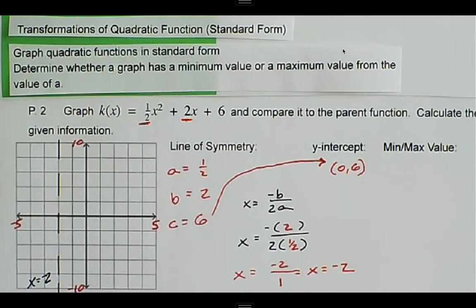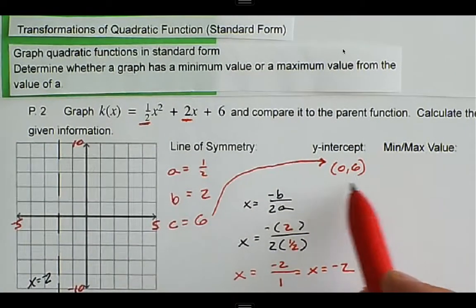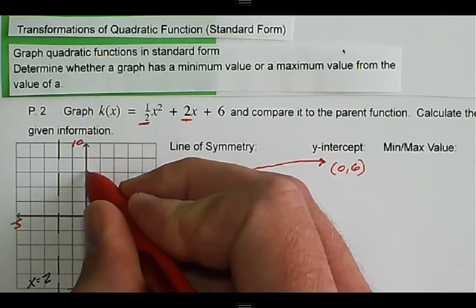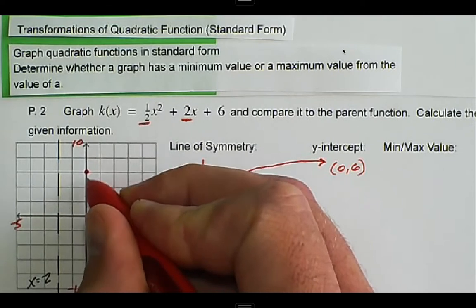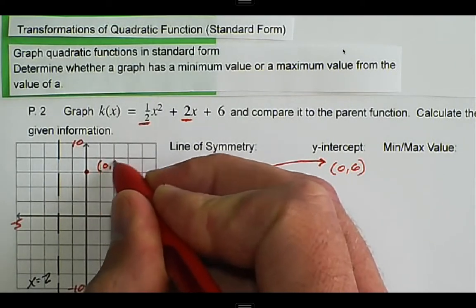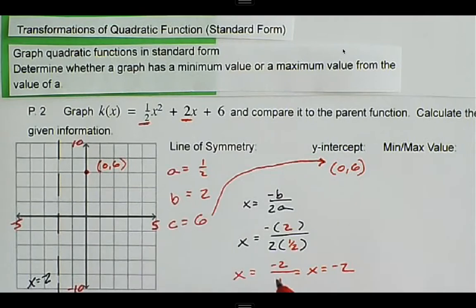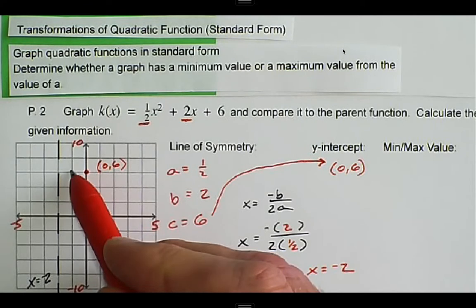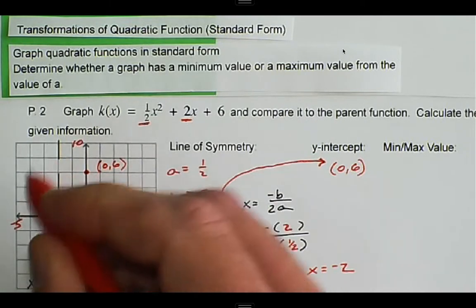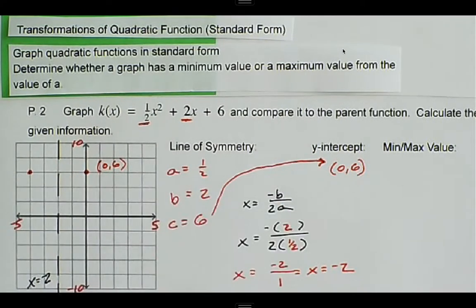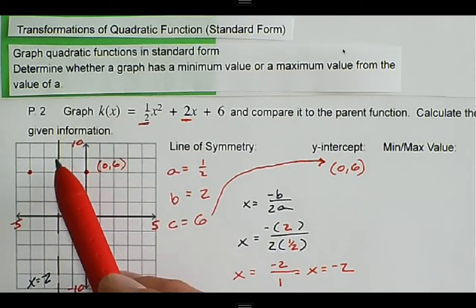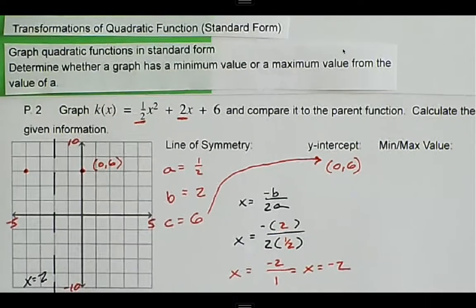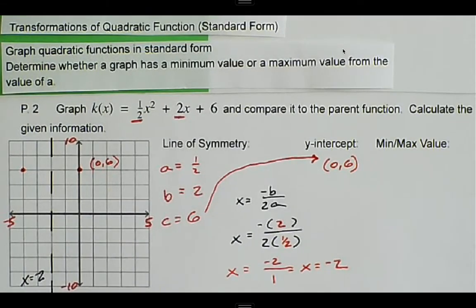Now, we've already found the y-intercept is 0, 6. So 0 and then up to 6: 2, 4, 6. So that's 0, 6. And because we know the line of symmetry is right here at -2, if I count over 1, 2, 1, 2, I know that there's going to be another point right there, because parabolas are symmetric over the line of symmetry.